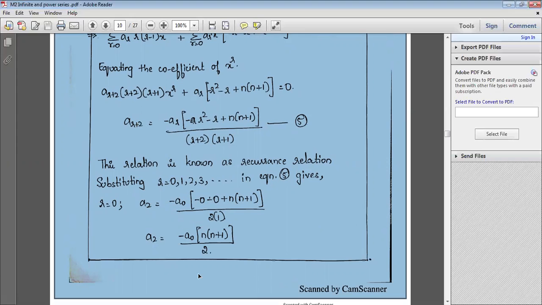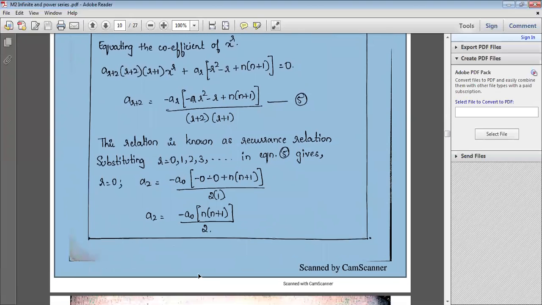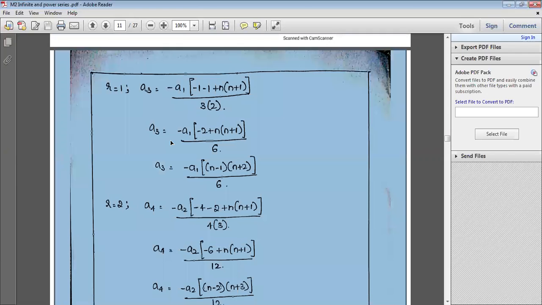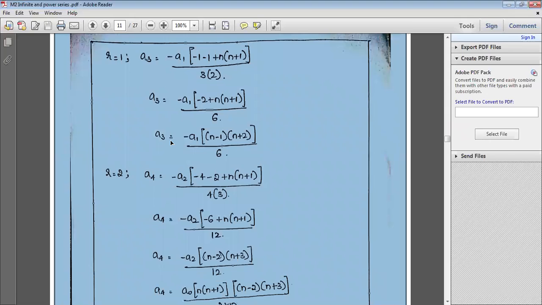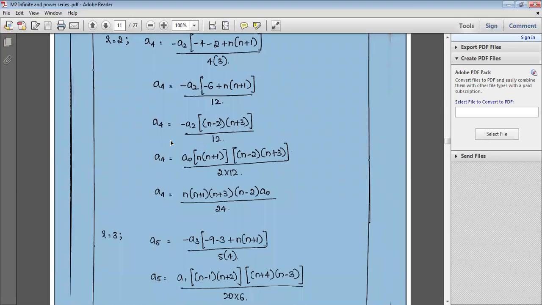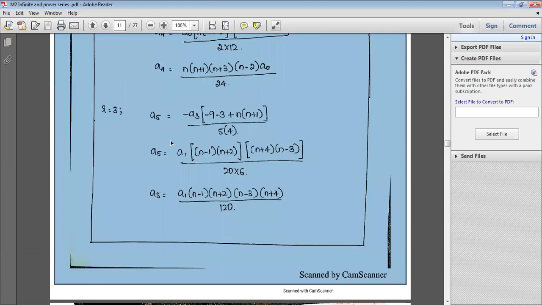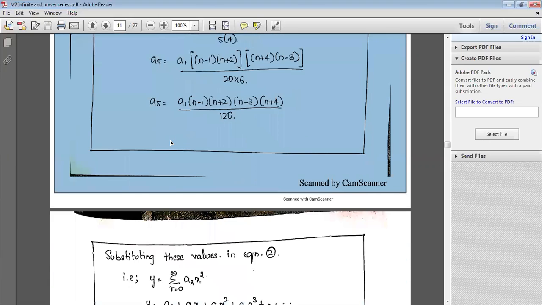I need a2, a3, etc. a2 is done. Put r is equal to 1, you will get a3. Put r is equal to 2, you will get a4. Put r is equal to 3, you will get a5. That's enough. Just substitute all the formulas in the equation.